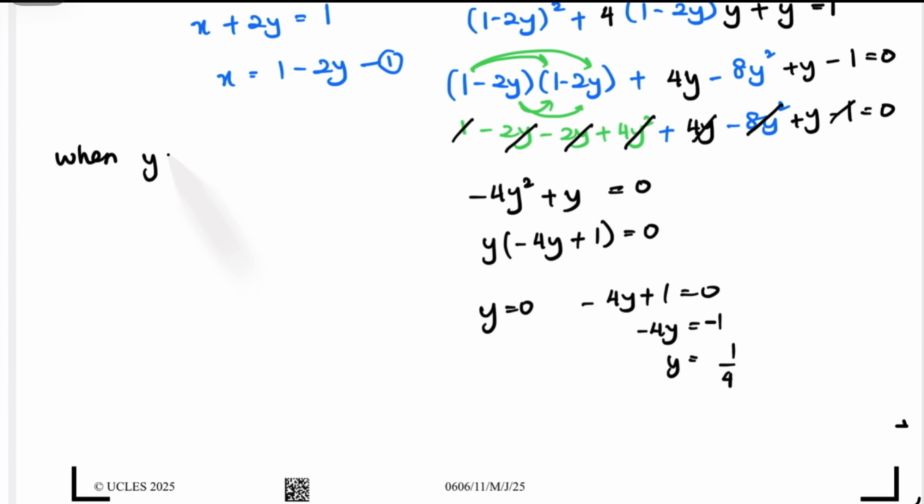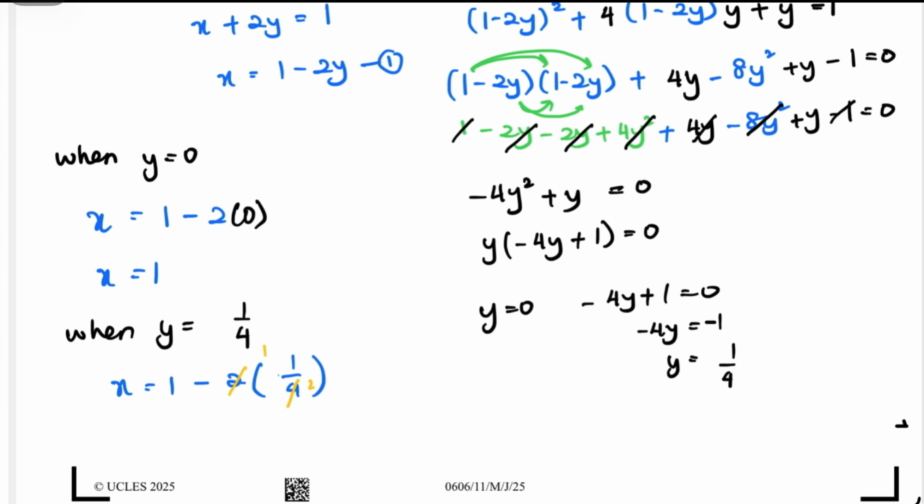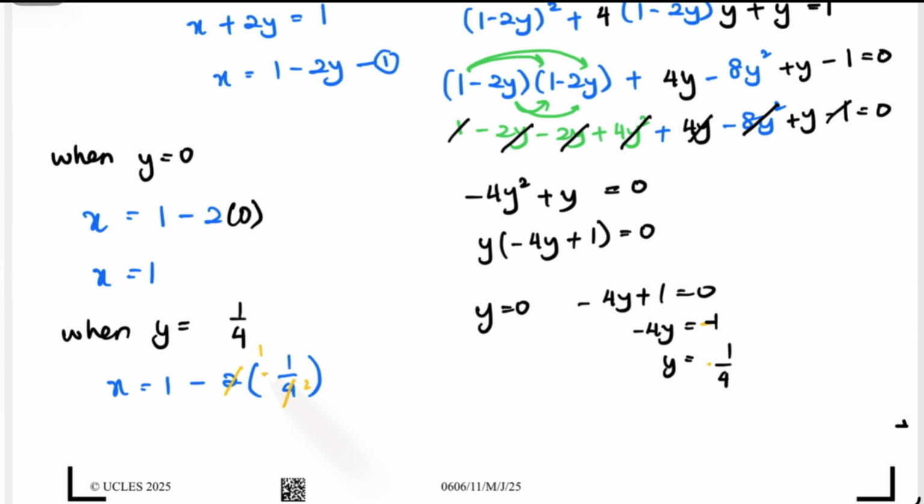Let's substitute y. When y equal to 0, then our x is equal to 1, and when y equal to positive 1 over 4, our x will be 1 minus 1 over 2. It's 1 over 2. When our x is equal to 1, y will be 0. When x is equal to 1 over 2, our y is 1 over 4.